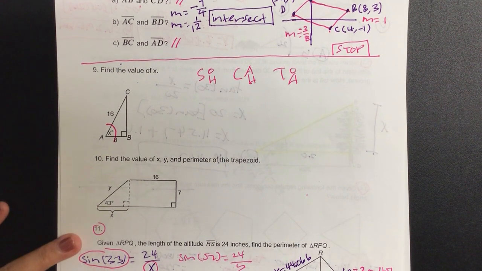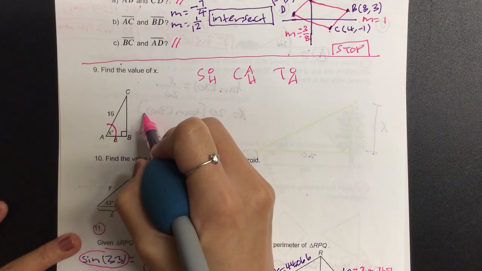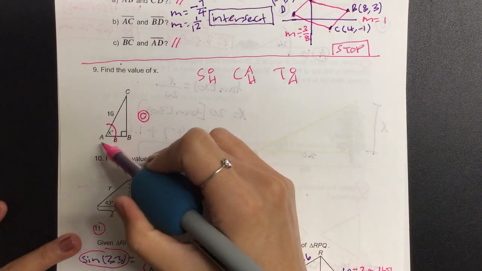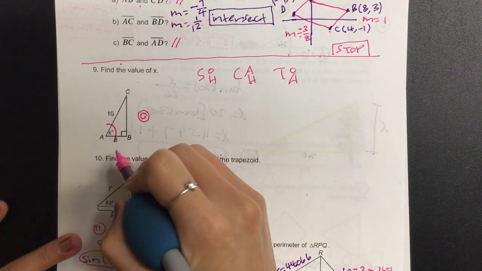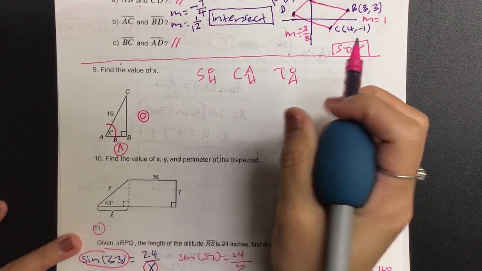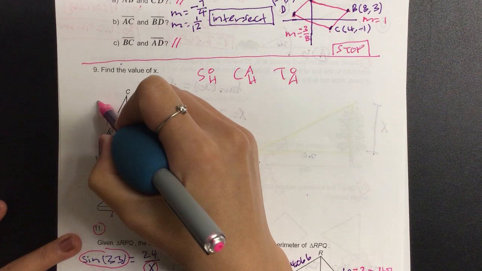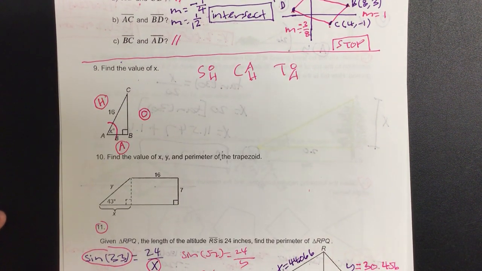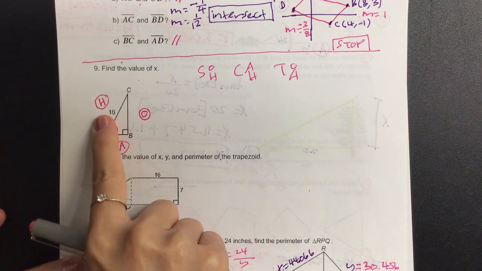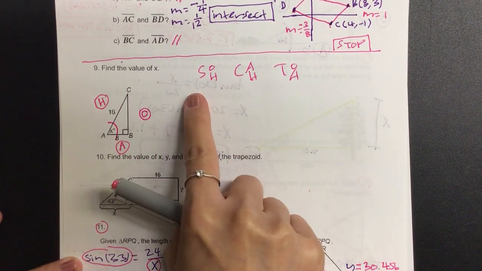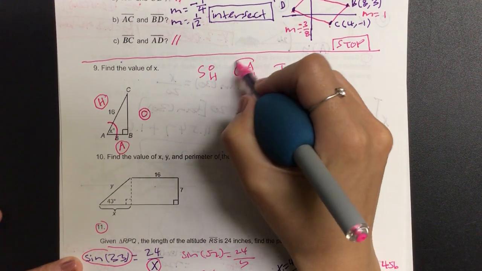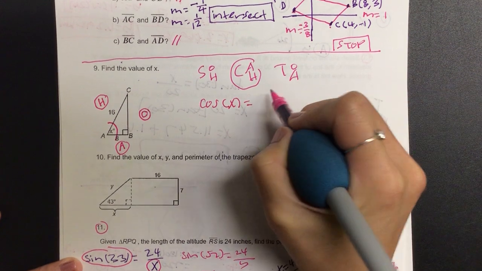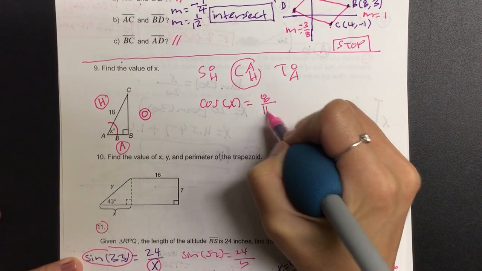Let's go ahead and label them. When I jump, it is the opposite. Which is my adjacent, the AB or AC? AB. Because AC is always what? The hypotenuse that is opposite of the right angle. So I know my A and I know my H. So which trig function are we using? CAH, the cosine. So it's cosine of the angle X is equal to the adjacent, 8 over 16.